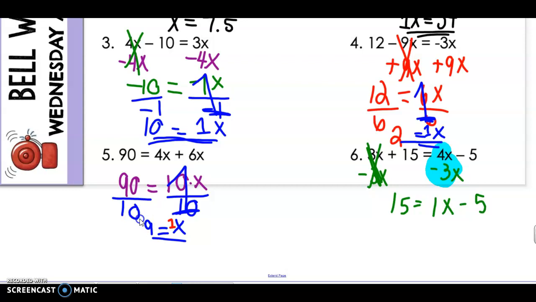We're so close to having that 1x by itself, but what we need to do is move this negative 5 over to the other side of the equal sign. So it's a minus 5, or we're subtracting 5. What is the opposite of subtracting 5? Adding 5. Add 5 to both sides, we get 20 equals 1x, and we are done.